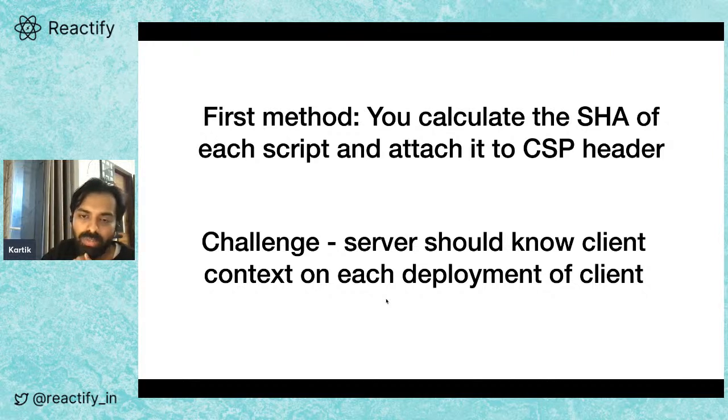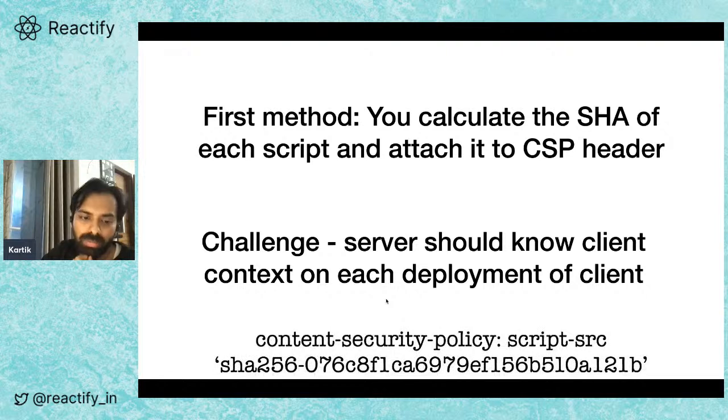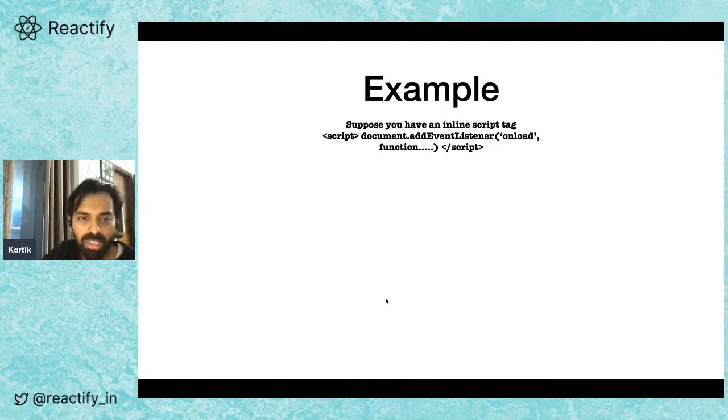And that's how, when it comes back to the browser, it sees that this is the SHA it is supposed to trust for inline script tags. When it sees any script tag, it calculates the SHA, and if it matches, it runs that inline script. So here is a flowchart kind of demonstration. Let's say you have an inline script tag like document.addEventListener, and on load you do something on page load.